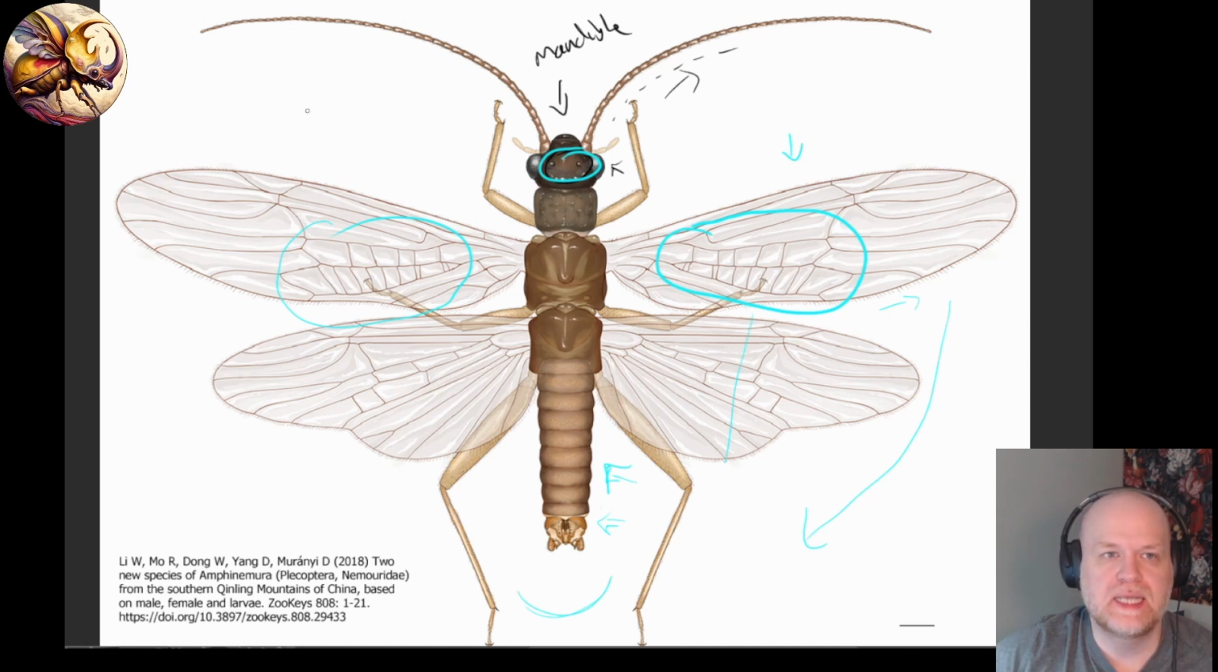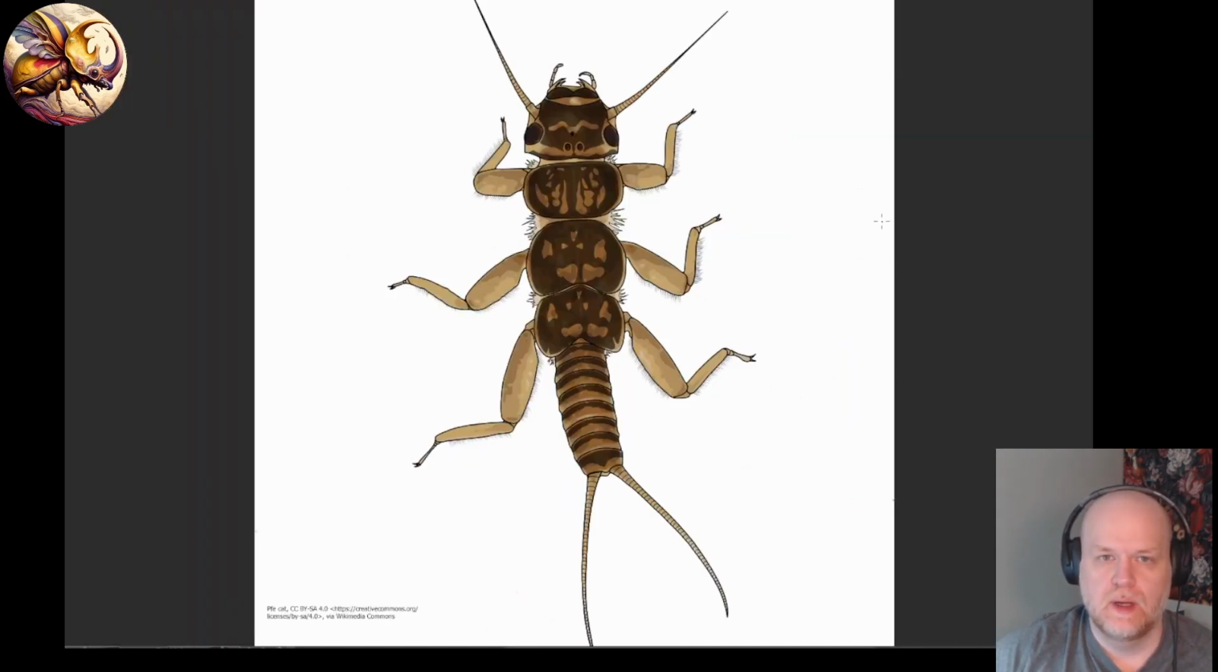But if you are collecting in the water, you will find nymphs. This is a drawing of one of the nymphs, kind of a quintessential stonefly larva. Again, they have mandibles. They do chew, and they are omnivorous. Depending on the group, they will either feed on detritus or plant matter, or they will hunt other insects and small invertebrates in the water.